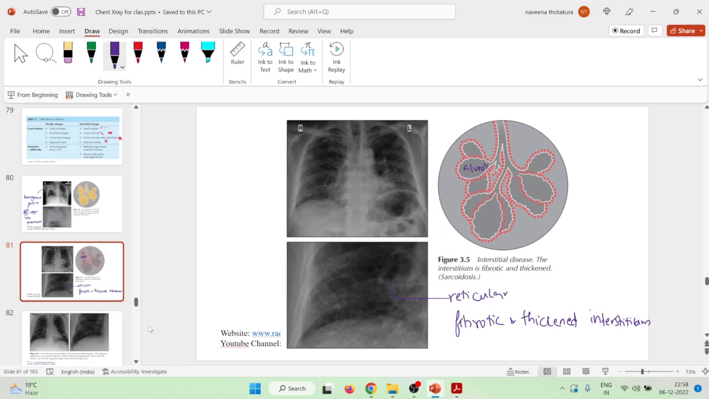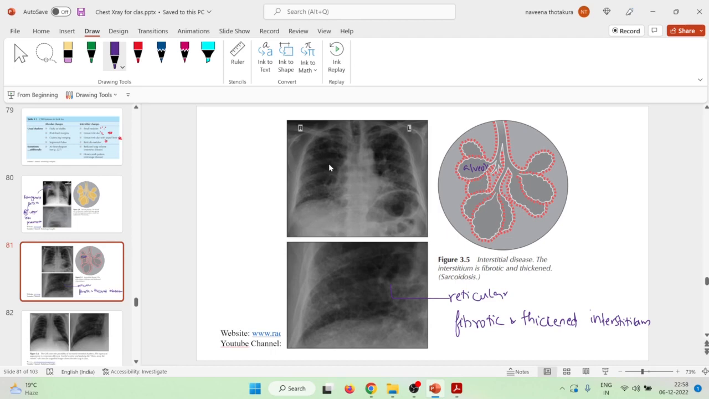Sometimes these may be confused with bronchovascular markings, because even bronchovascular markings look the same. So how are you going to differentiate between interstitial shadowing or interstitial fibrosis and all these changes which are seen? How are you going to differentiate interstitial shadowing from bronchovascular markings? So there is one way.